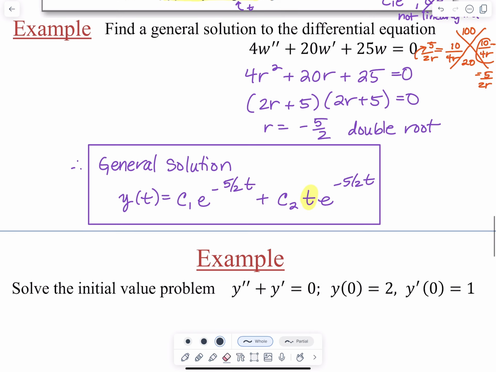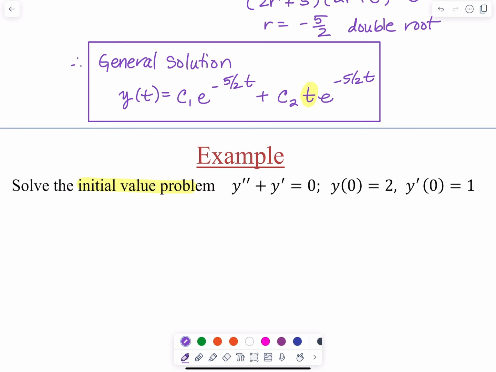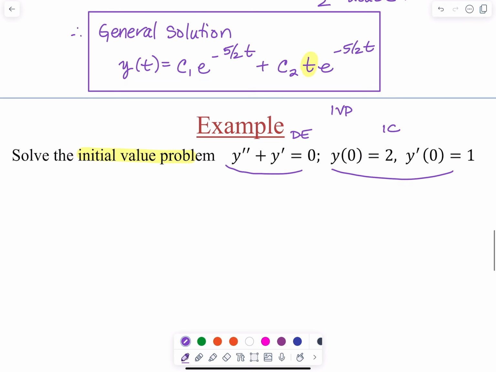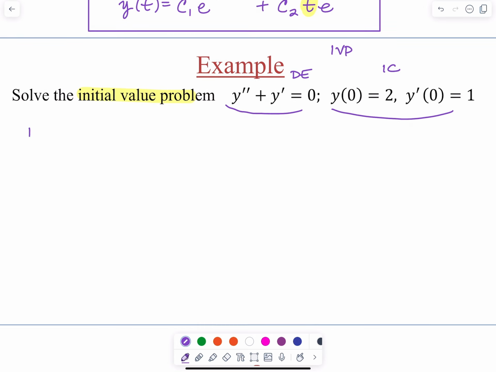Okay, now let's go on to an IVP. We're going to solve an IVP. So here we have our differential equation, and here we have our initial conditions. So we have our IVP. Okay, so we're going to solve this in the same way. We're going to write our auxiliary equation. So we have r squared plus r is equal to 0. And we come up with r is equal to 0 and r is equal to -1.